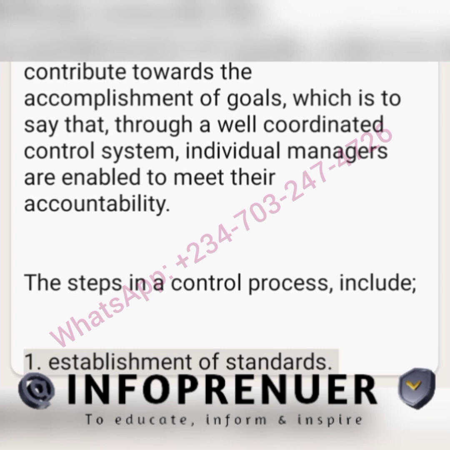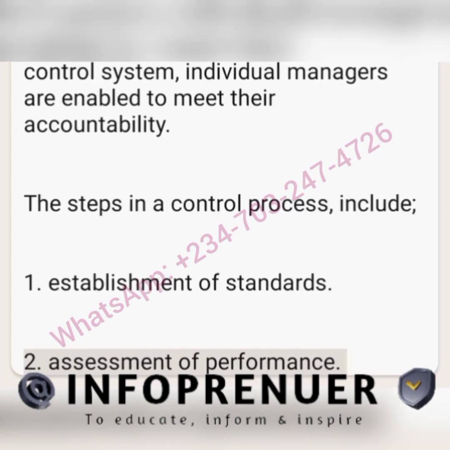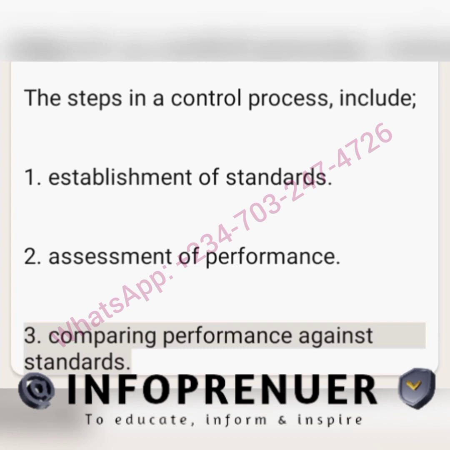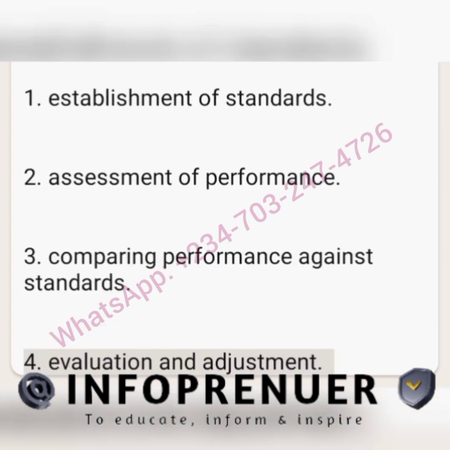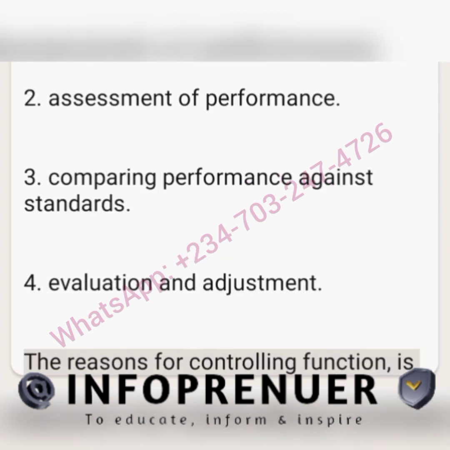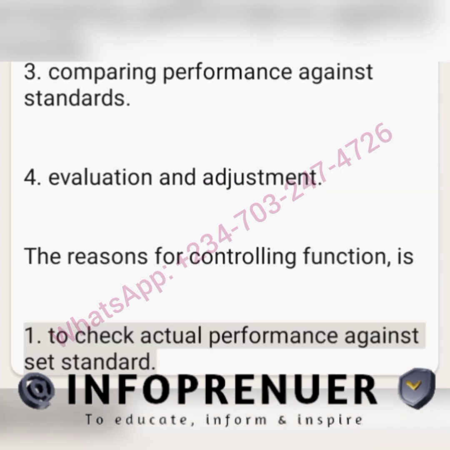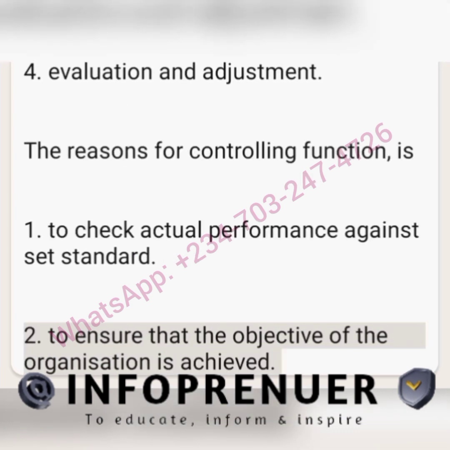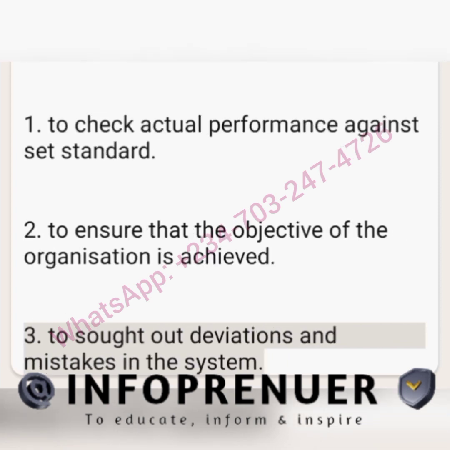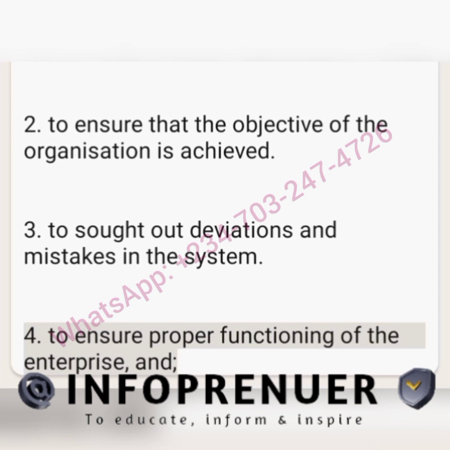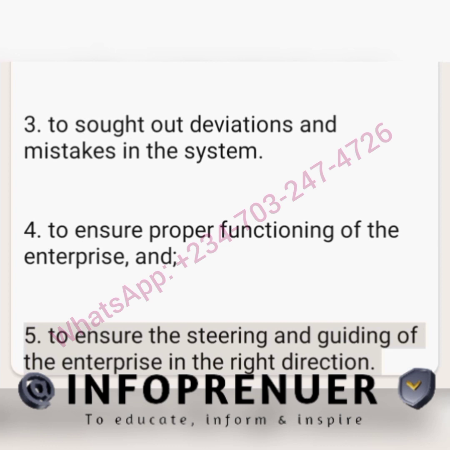The steps in a control process include: 1. Establishment of standards. 2. Assessment of performance. 3. Comparing performance against standards. 4. Evaluation and adjustment. The reasons for the controlling function are: 1. To check actual performance against set standard. 2. To ensure that the objective of the organization is achieved. 3. To sort out deviations and mistakes in the system. 4. To ensure proper functioning of the enterprise, and 5. To ensure the steering and guiding of the enterprise in the right direction.